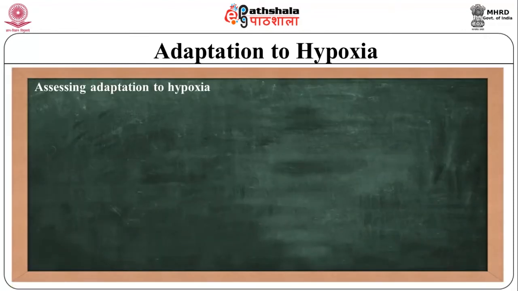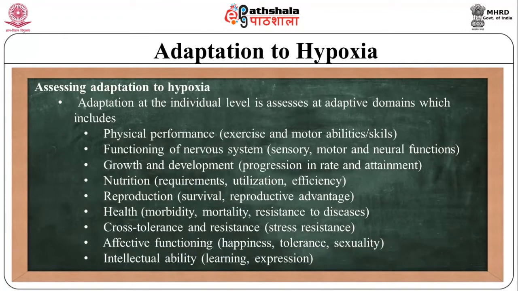The adaptation at the individual level is assessed in adaptive domains which include physical performance, like exercise and motor abilities or skills; functioning of the nervous system, like sensory, motor and neural functions; growth and development, which include progression in the rate and attainment; nutrition, which includes requirements, utilization and efficiency; reproduction, which includes survival and reproductive advantage; health, which includes morbidity, mortality, resistance to diseases; cross tolerance and resistance, that is stress resistance; affective functioning and intellectual ability.